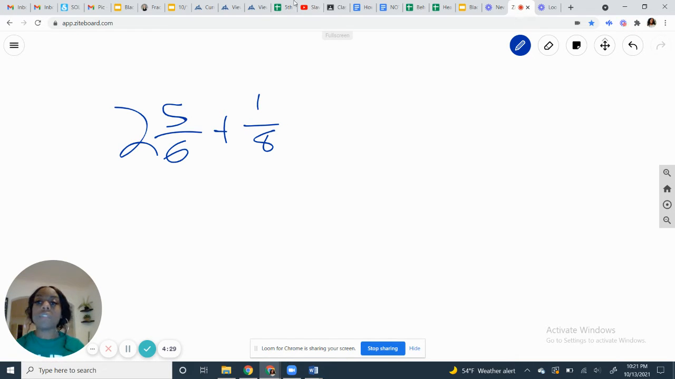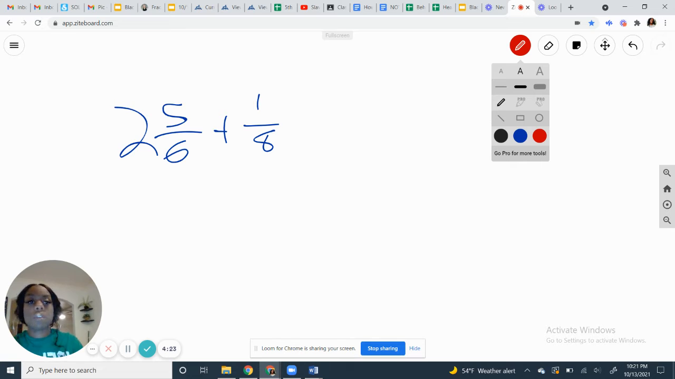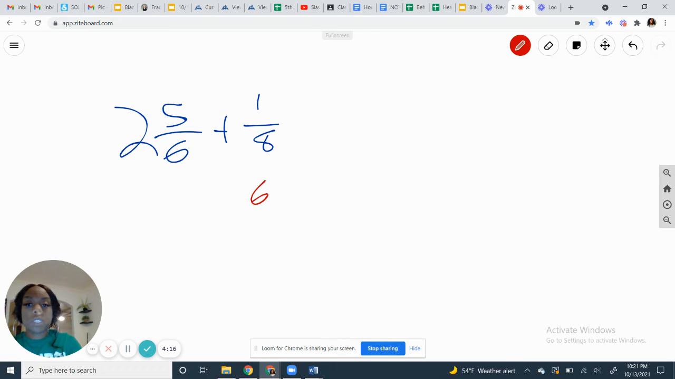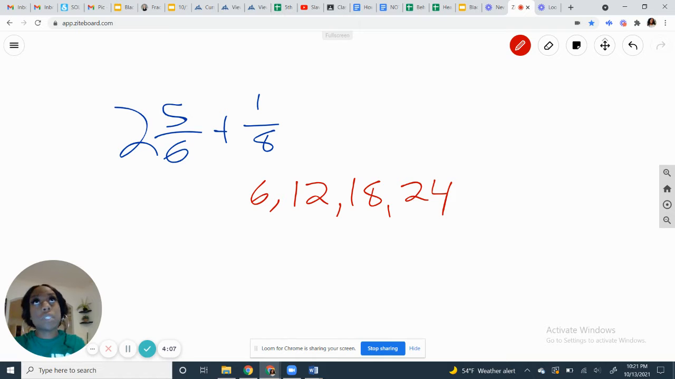Well, the same way we would tackle it without a whole number, right? We're still going to look for the factors of 6 and the factors of 8. So factors of 6: 6, 12, 18, 24. This is the same as saying 6 times 1, 6 times 2, 6 times 3, 6 times 4, 6 times 5. Same way, right? We're just going a little bit faster.